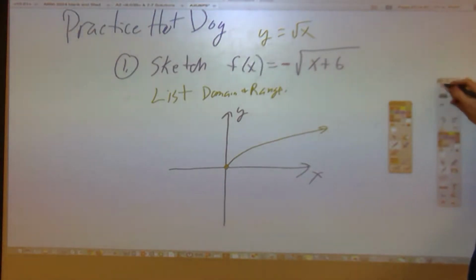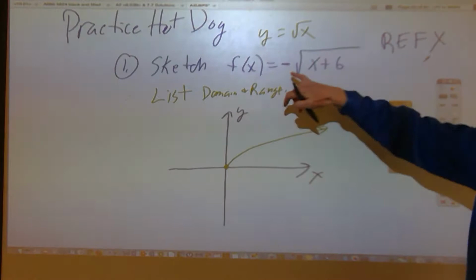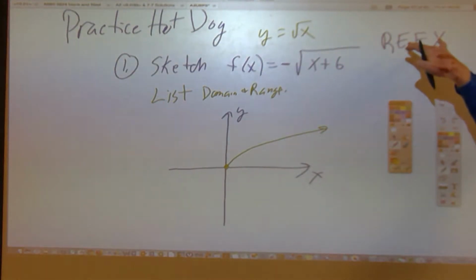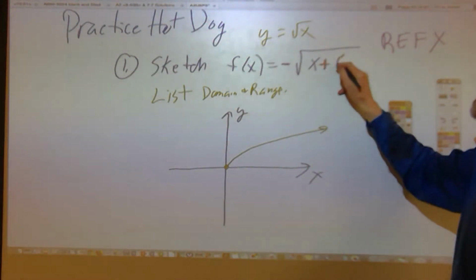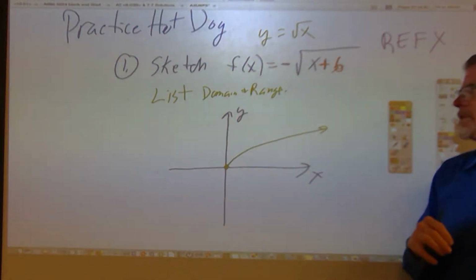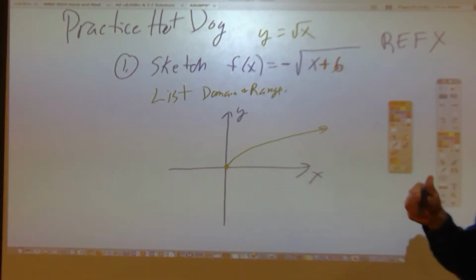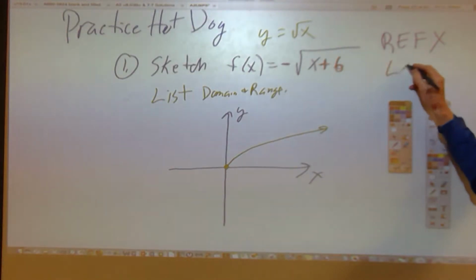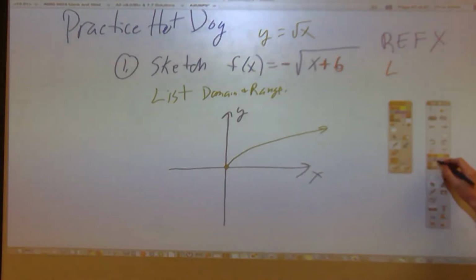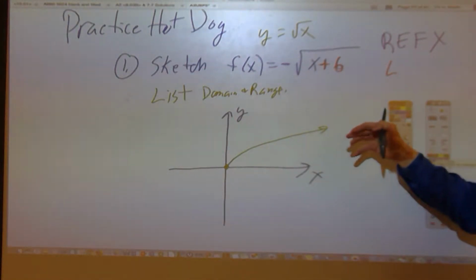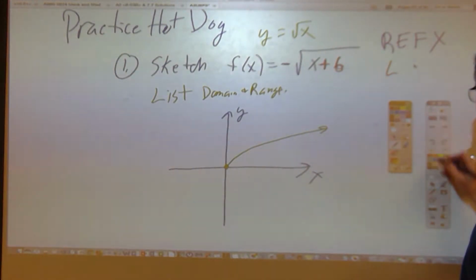So those of you who are stuck, and there were a few of you as I was touring the room, just write, because of that negative sign, we're going to reflect over the x-axis. And then how about this plus 6? What's the subsequent transformation that will be triggered by the plus 6? Go ahead, Alana. And that's going to be left 6. So that's your hint for getting this graph. Take the parent graph, reflect it over the x-axis, and then shift it left 6.